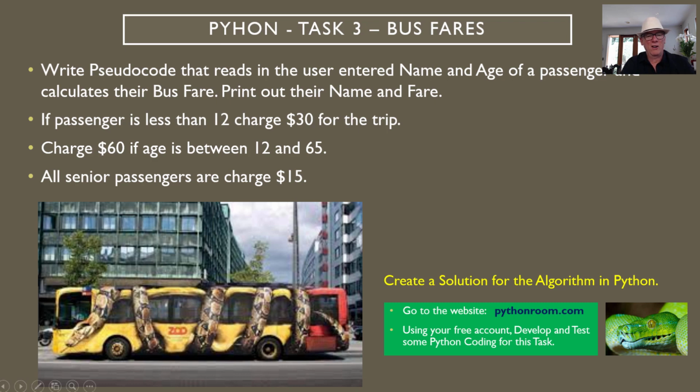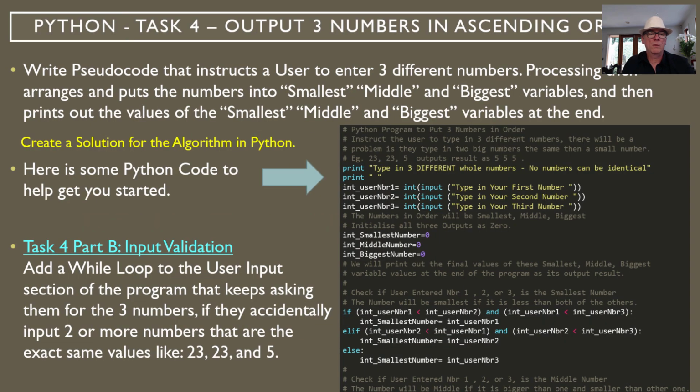And it's $60 for the people between 12 and 65, so we're paying, you know, expensive tourist prices here for our bus trip, but you get a guide and maybe they give you some food to eat or something as well, or stop and you can get coffees for that price. That's what I'd be wanting. And the seniors, well, the seniors, they've paid all their taxes, so they get the big discount and they've only got $15 to pay for their bus tour. All right, so have a go at creating that solution in Python using Python Room.